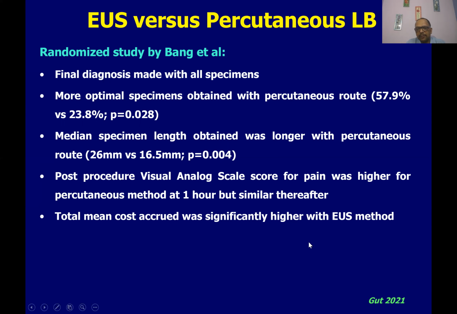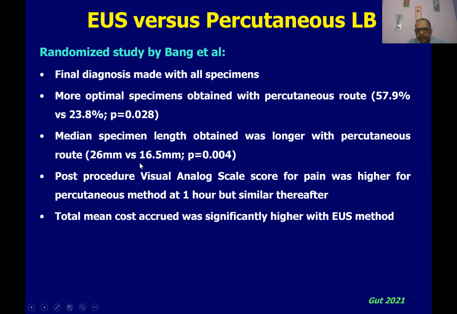And now a recent randomized study published in Gut showed that although the final diagnosis could be made in all the patients with both routes, both EUS guided and percutaneous liver biopsy were equally efficacious in achieving a diagnosis. However, histologically more optimal specimens were obtained with the percutaneous route as compared to the EUS guided route. And similarly, the median specimen length obtained was longer with the percutaneous route.